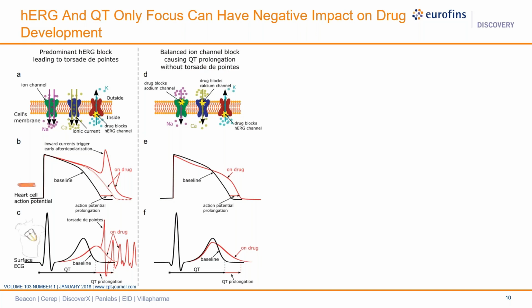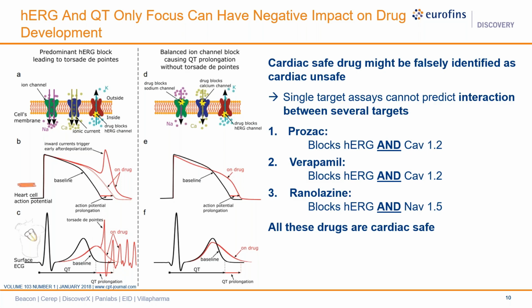impact on drug development. What the FDA guidelines assumed was that every drug that blocks the hERG channel would behave like is shown here on the left side. So you have an hERG channel block, which results in QT prolongation and as a consequence, arrhythmia such as TDP. But by having this view, cardiac safe drugs might actually falsely be identified as cardiac unsafe. And the reason for this is because a single target assay, such as the hERG channel, cannot predict how the drug interacts with several different targets.